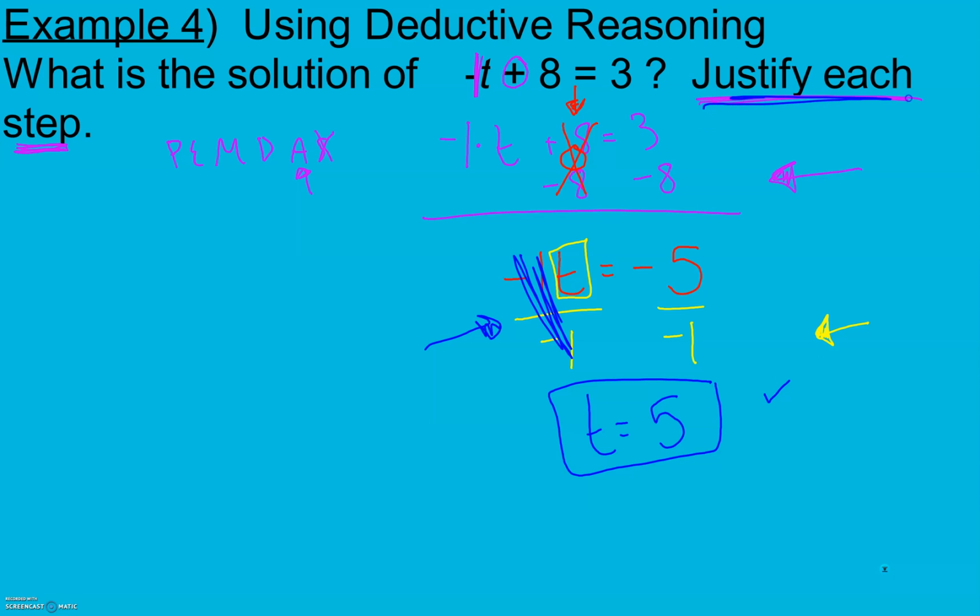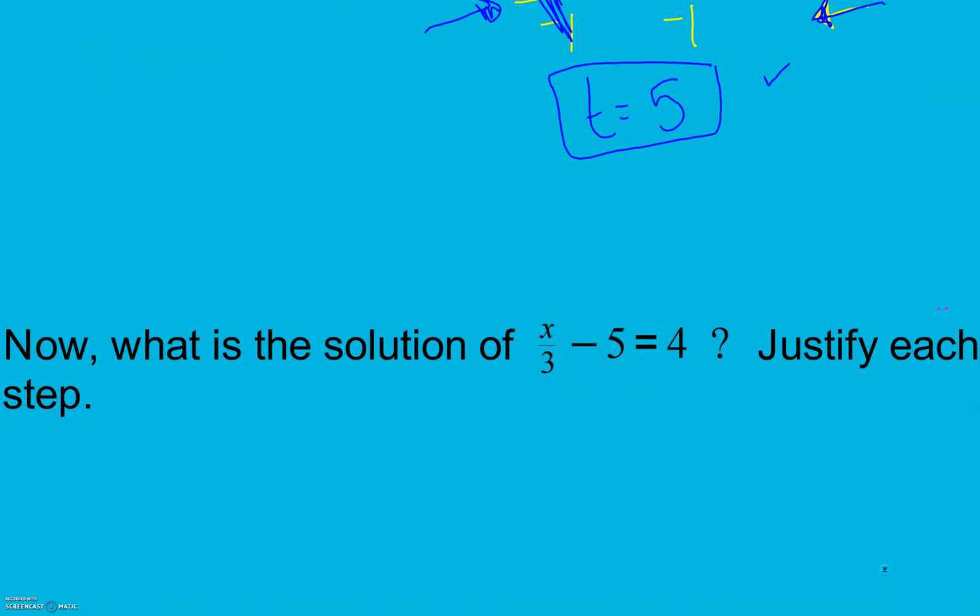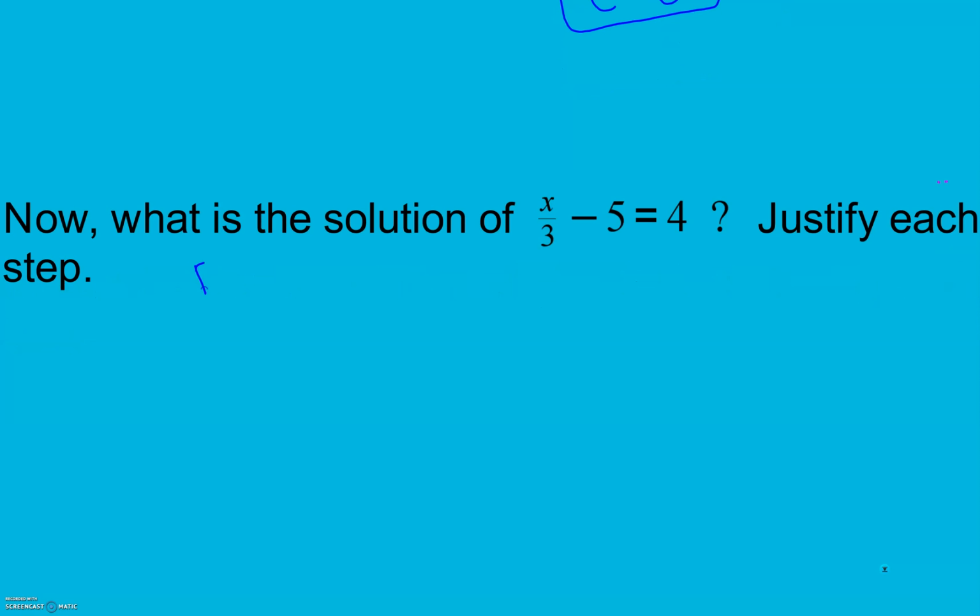So again, make sure you're justifying each step by showing me the steps that you're using. Otherwise, you can go ahead and write those properties out if you want to. So here, again, we're going to use backwards PEMDAS or get rid of whatever doesn't have our variable attached. Right now, this 5 doesn't have our variable with it, so we're going to get rid of that first. Subtract. I get rid of subtraction by adding the same number to both sides using our addition property of equality.